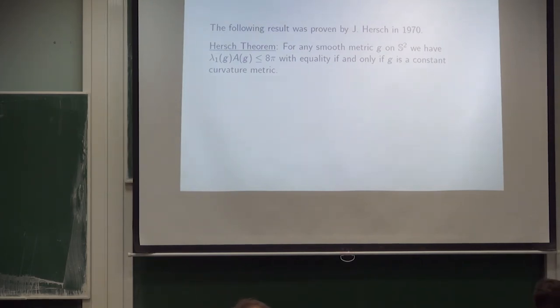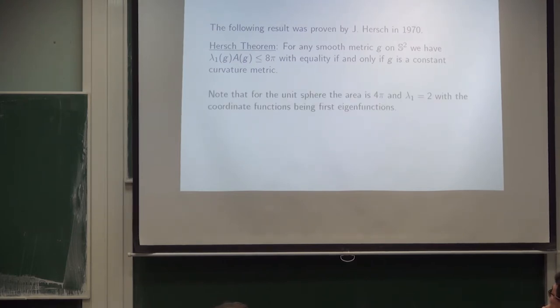The eigenvalue scales like 1 over distance squared, and the area goes like distance squared. So that quantity, lambda 1 times the area, is scale invariant. And the statement is that it's always bounded above by 8 pi. And the number 8 pi is precisely the number you get for the standard unit sphere. Say, take the unit sphere in R3, its area is 4 pi, and its lowest eigenvalue is 2. So the product is 8 pi.